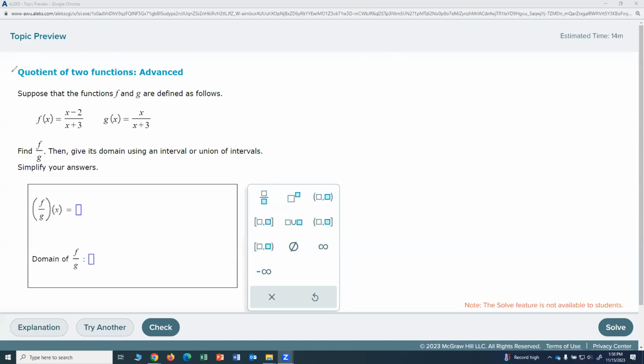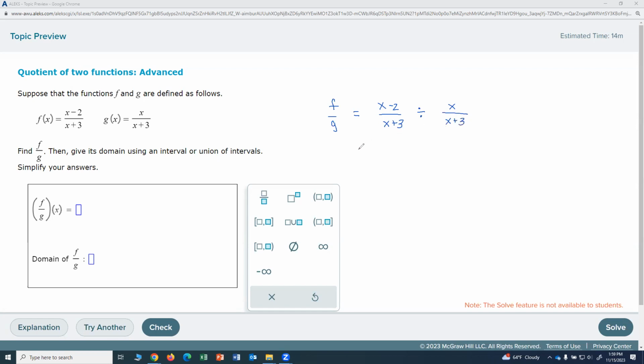In this video, I want to give you more practice on finding the domain of the quotient of two functions. So here we have f of x equals x minus 2 over x plus 3, and g of x equals x over x plus 3. And we want to find f over g and then give its domain. So f over g means that we're going to take our f function, x minus 2 over x plus 3, and we're going to divide by the g function, which is x over x plus 3.